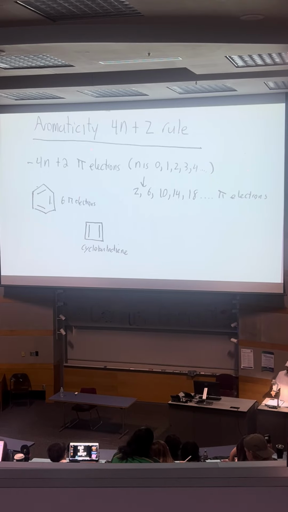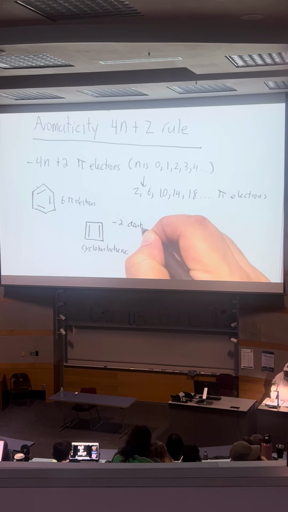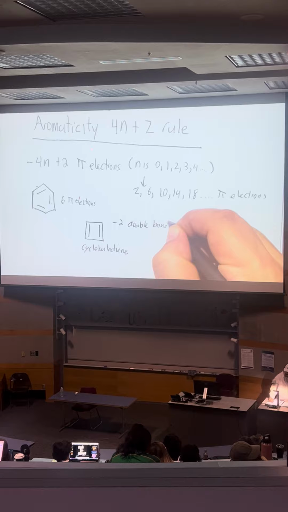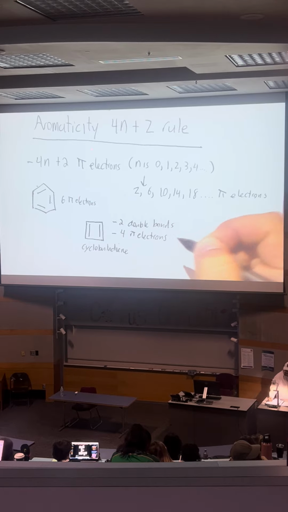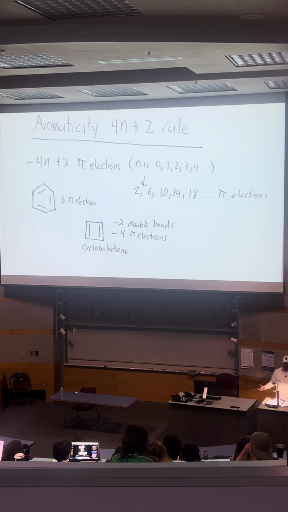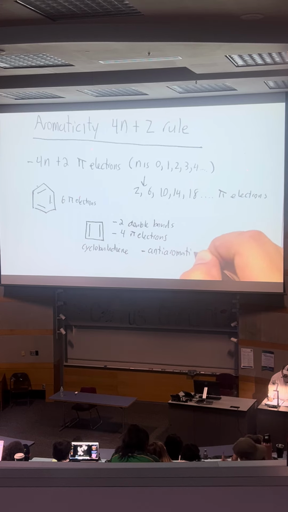4, right? 2, 4. So this system has 2 double bonds, and thus 4 pi electrons. Now, if we look at the output, 2, 6, 10, 4 is not part of that output. And so something like cyclobutadiene, for example, is not aromatic. It's what we call anti-aromatic. It is extremely unstable.